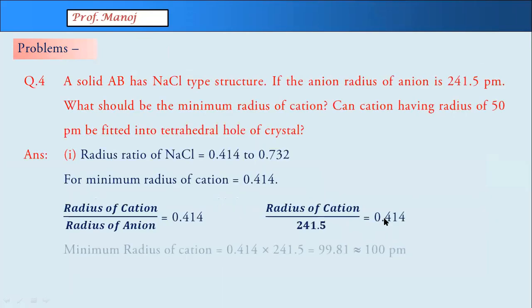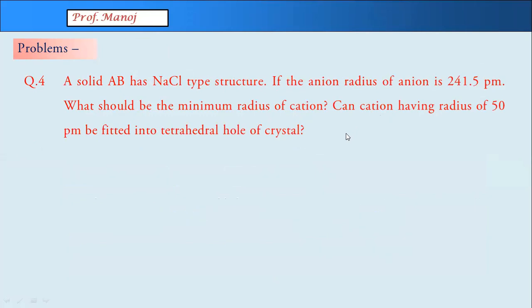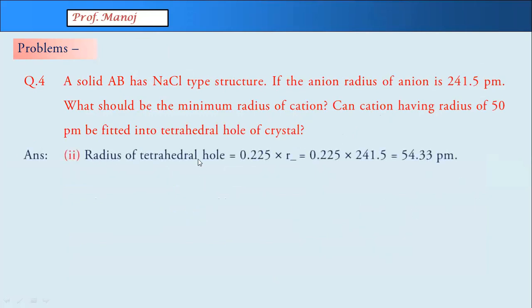चलो, तो ये फर्स्ट पार्ट हम लोग ने किया. अभी ये व्हाट शुड बी द मिनिमम रेडियस. अभी ये टेट्राहेड्रल होल का कैसे करेंगे ये देख लो सेकंड पार्ट में. मैंने आपको सेकंड स्लाइड में फॉर्मूला दिखाया था. रेडियस ऑफ टेट्राहेड्रल होल इज 0.225 इनटू रेडियस.